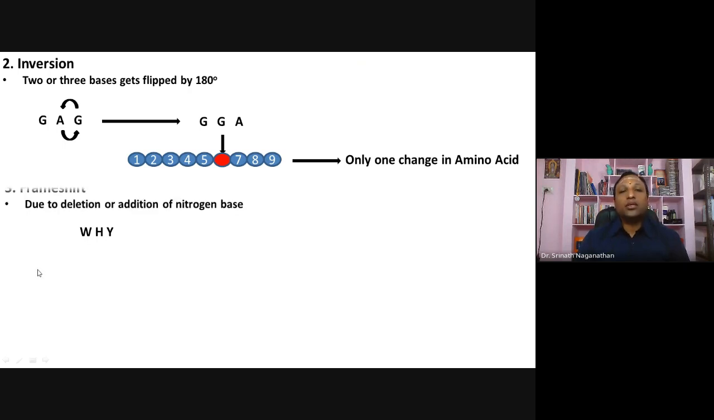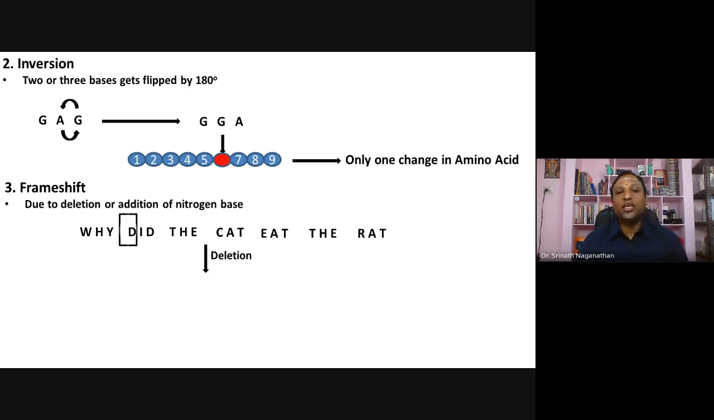The next one is frame shift mutation. Frame shift is due to the deletion or addition of nitrogenous bases. So consider we are having a sentence like: why did the cat eat the rat? In this, if we are having a deletion or addition, we will see the changes now. If the deletion takes place at the fourth position, that is the D, then it becomes: Y, IDT, HEC, ATE, ATT, HER, and AT.